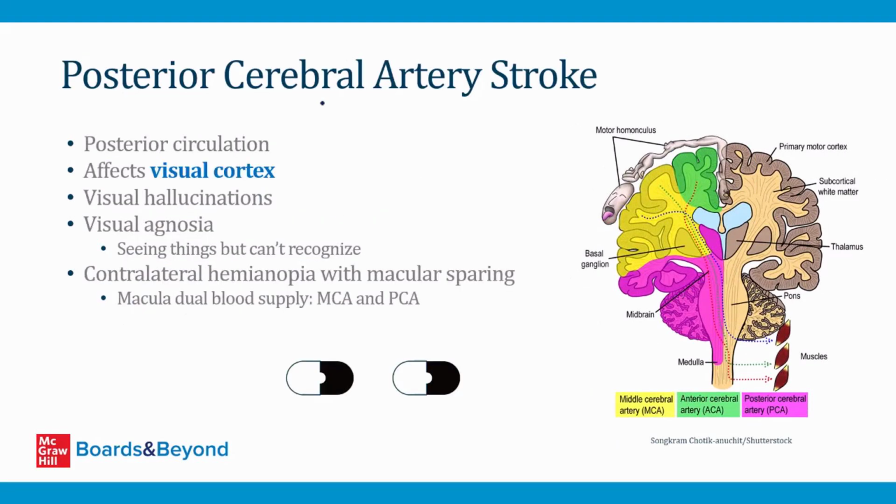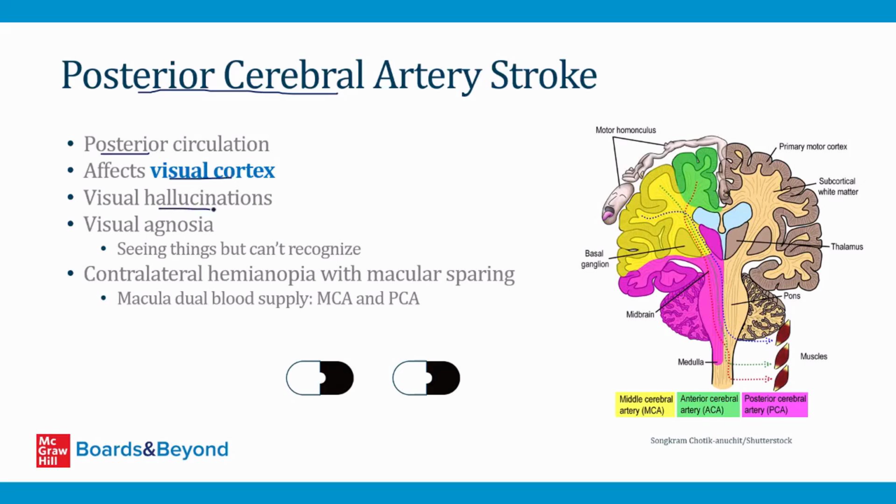Okay, and then the third and last major vessel that supplies blood flow to the cerebral cortex is the posterior cerebral artery. This is unique in that it supplies the cortex, but it's part of the posterior, not the anterior circulation. And the PCA supplies the occipital lobe, which has our visual cortex. So most of the clinical features of PCA strokes are visual.